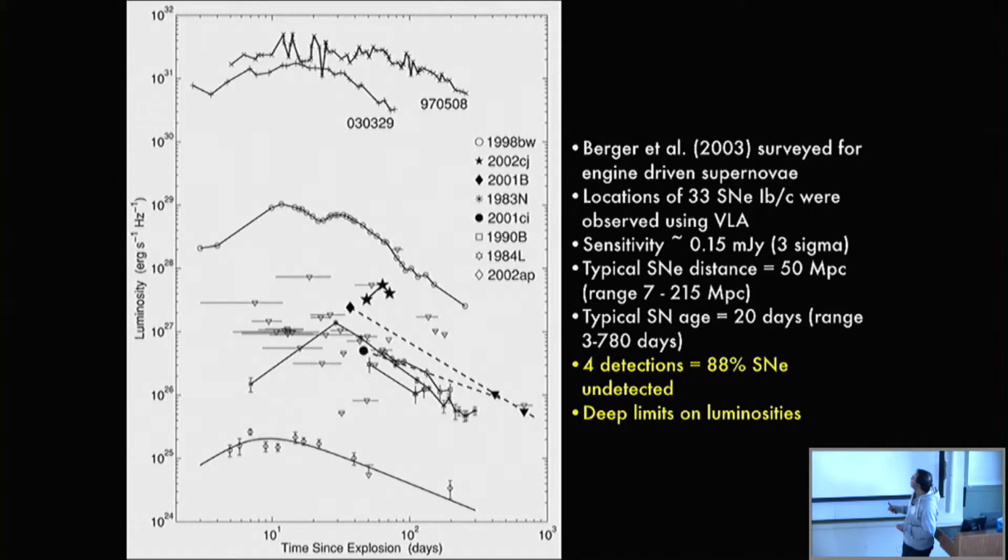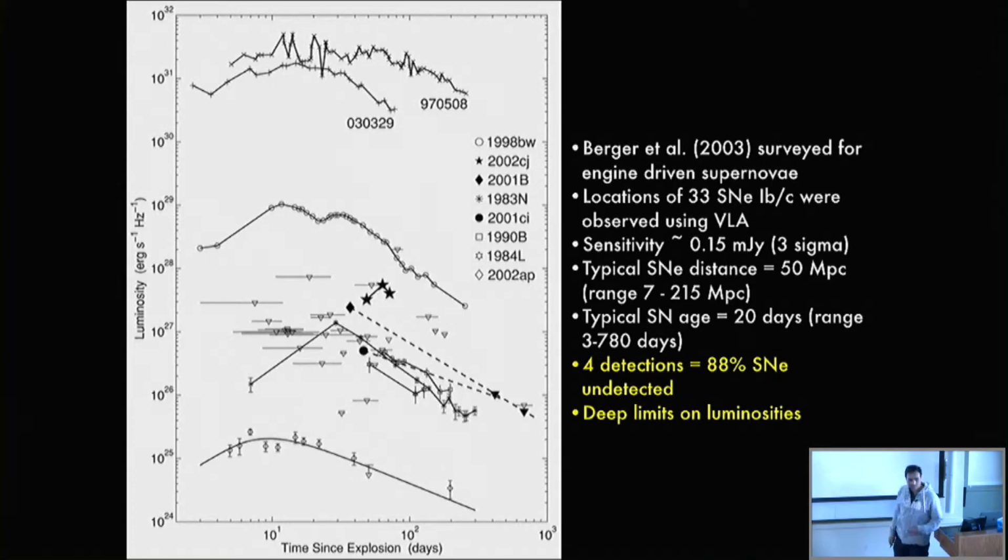This is a collection of different observations that Berger and others have carried out. It's a survey. As soon as it was realized that the supernovae and GRBs are associated, they followed up all the supernovae within the local universe, like within 50 megaparsec. So GRBs are extremely bright, which are sitting at the top. And supernovae, they have low luminosities.